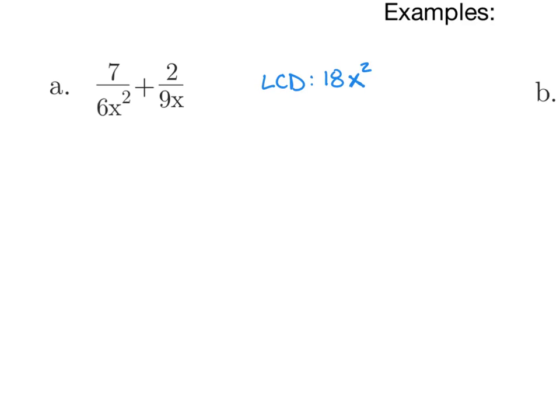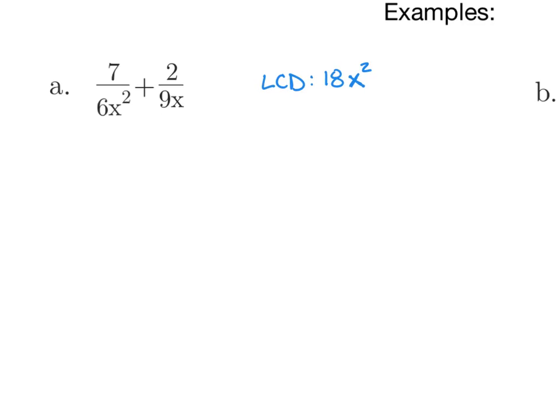So if we look at 18x squared, we said 18 is divisible by 6, x squared. If I look at my x squared here, can I multiply to x squared here? Yes, they are the same. If I have 1x here, do I have at least 1x in my LCD? Yes, I do. And so this is going to be our LCD.